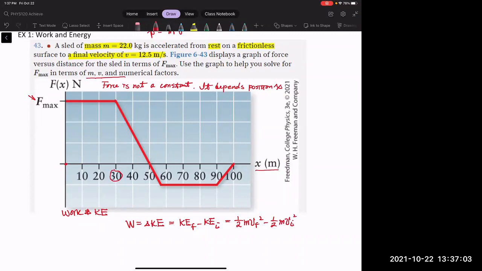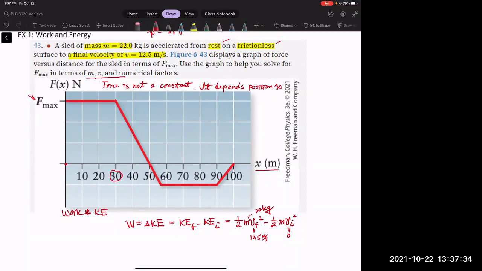Do we know the V sub F, V sub I? Well, you look at the problem, they say start from rest. So initial is 0. Final velocity is 12.5 meters per second. How much mass does this object have? It is 22 kilograms. These are the given information. That is equal to work, right? That is equal to work.